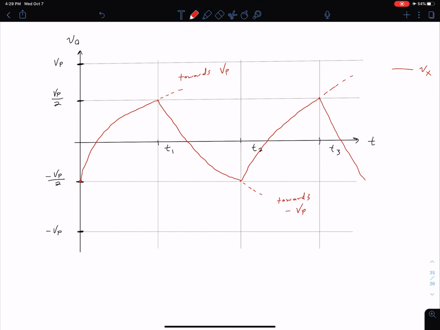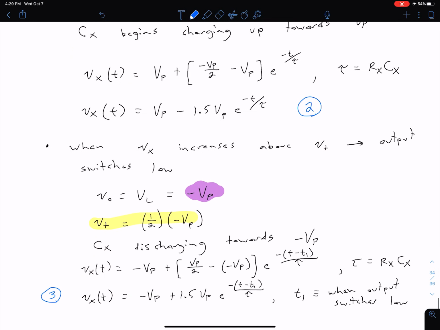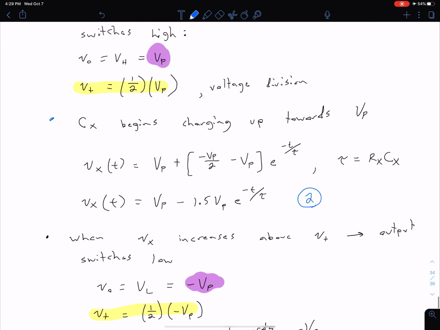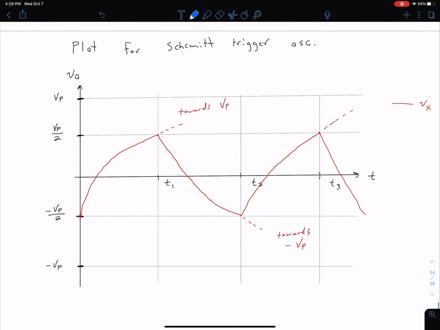Okay, so now let's draw our output sort of superimposed on top of that. So during this charging state, remember we said that our output was high. So here we say we're charging, and in this case, we see that our output is high. And then similarly, if we were charging towards negative VP, we had a low output. So that's pretty easy to superimpose on top of this.